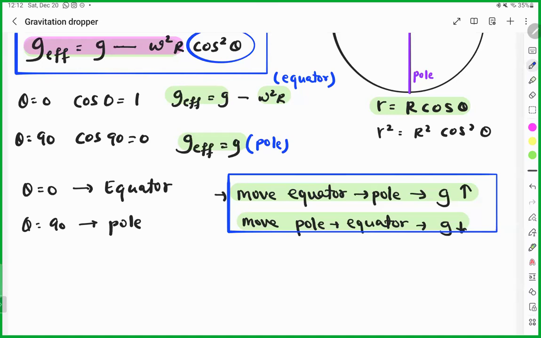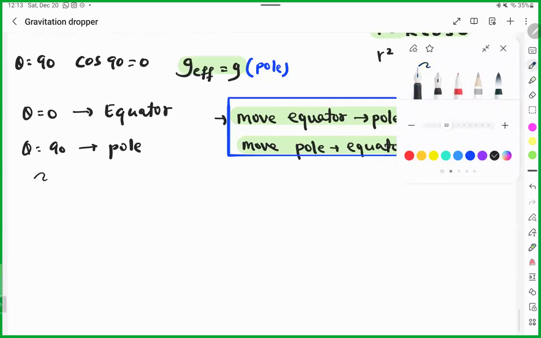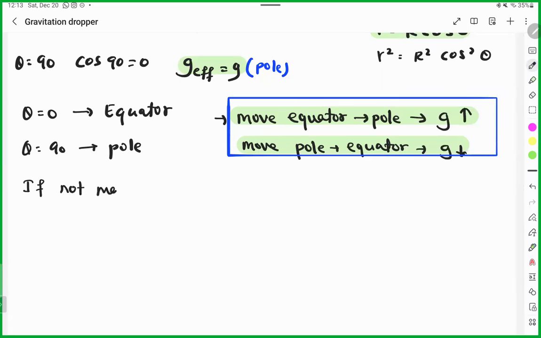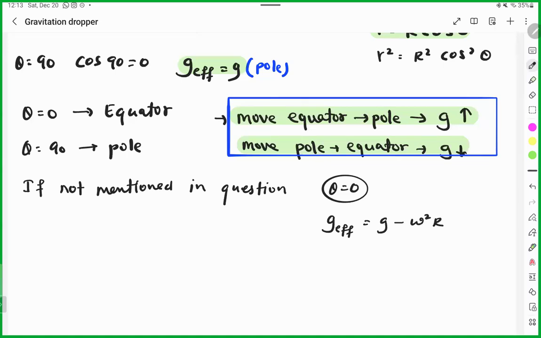Okay, see one thing. If this is the normal formula, you know what happened at the pole and in case of equator. But if nothing is mentioned in the question, you will always assume the object is at the equator, when theta is zero. Understood? If not mentioned in the question, then you will always take theta zero, and in case of zero, your g effective will be g minus omega square R, correct? If not mentioned. Any doubts?